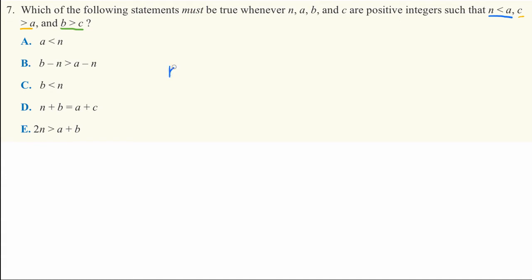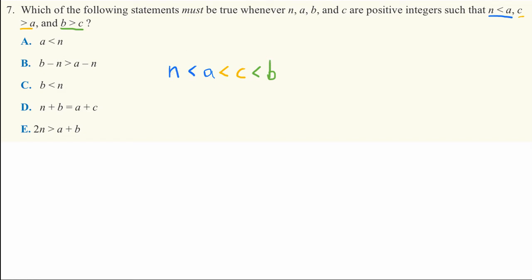We know from the first clue that n is less than a, and the second clue tells us that c is greater than a. So we can rewrite that a is less than c, and b is even greater than c. So let's go ahead and write that in. B is greater than c. And you can see how this single formulation is helpful because now we can see other facts, like the fact that b is greater than n.